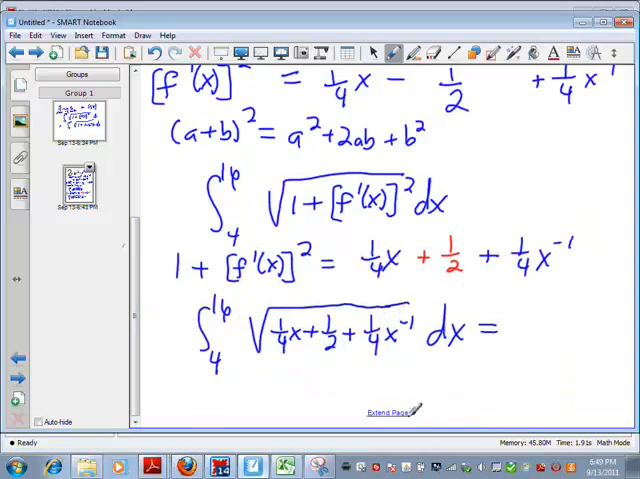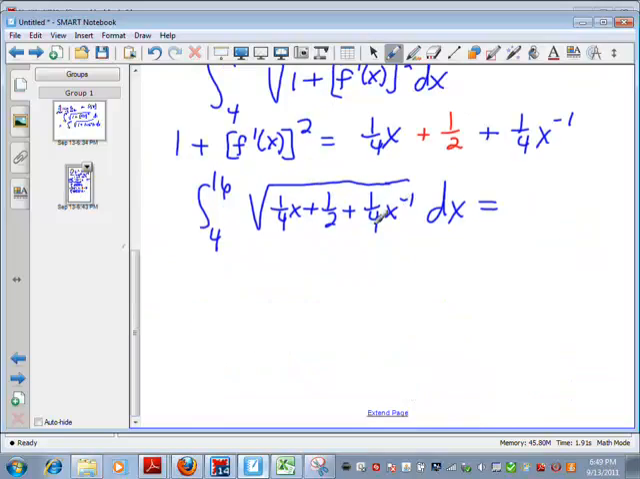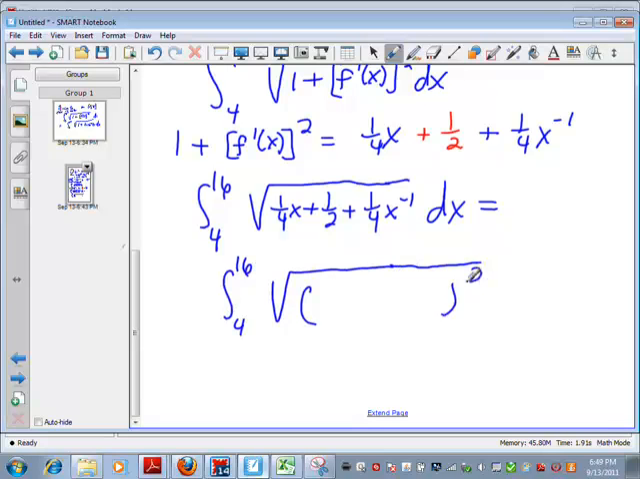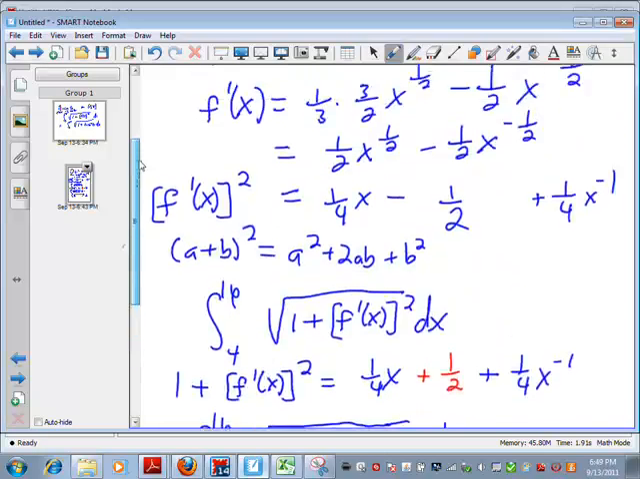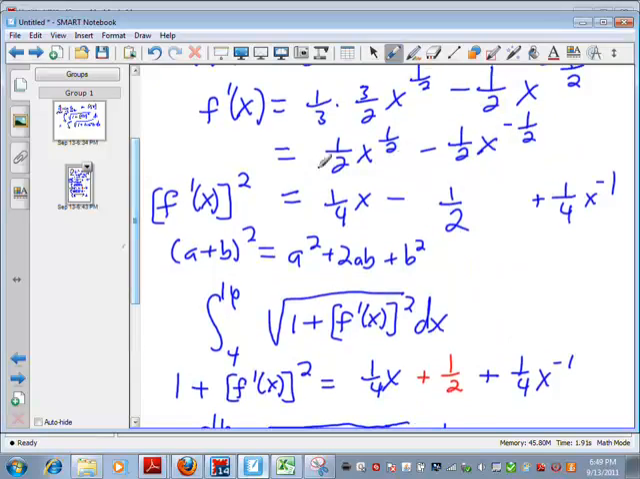Whenever we see an antiderivative at this point, the only thing we know how to do is use substitution. You don't substitute here, you just have to recognize that this is a perfect square. So the remark is that this is equal to the integral from 4 to 16 of, what square? We got a hint to it from this.